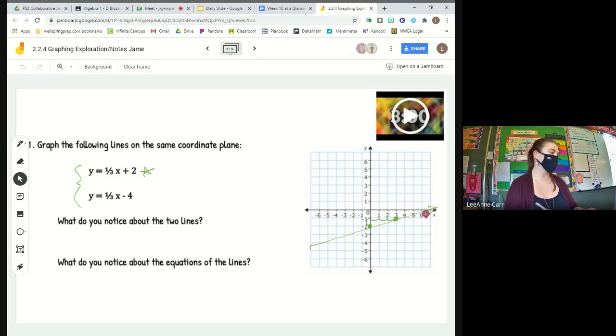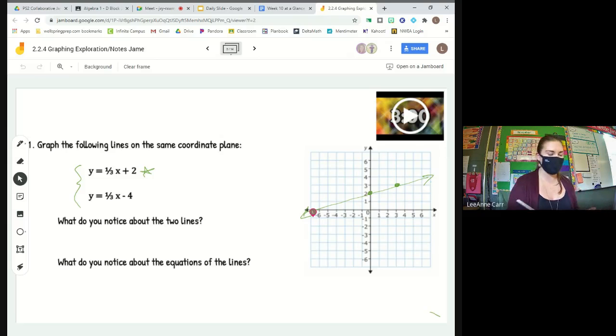You guys should have lines that look something like this on my board right now. And then the second equation. Oh, no. What did Miss Carr mess up? Yeah, Caitlin, thank you. I messed up. It should have been at positive 2. Silly me. Thank you for calling me out on it. Even your math teacher makes mistakes here.